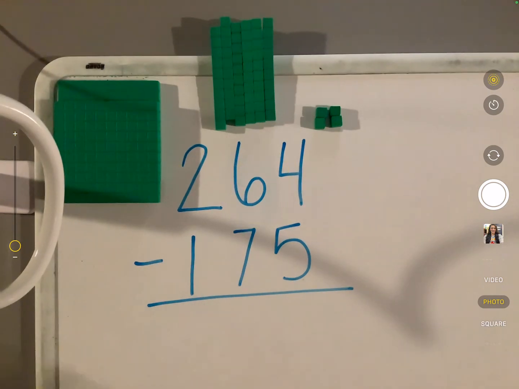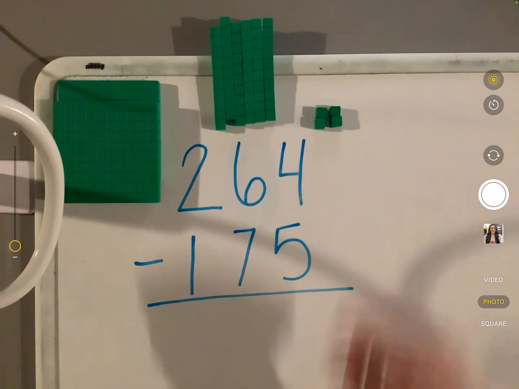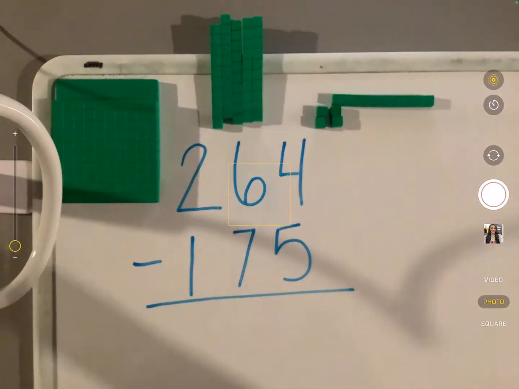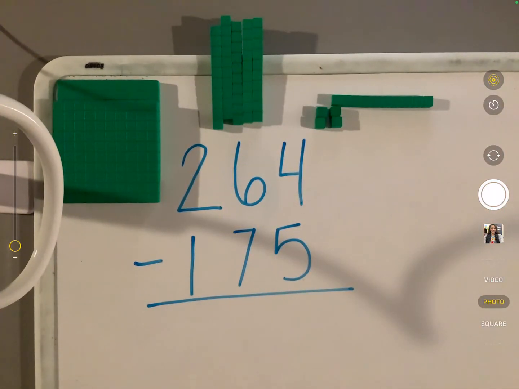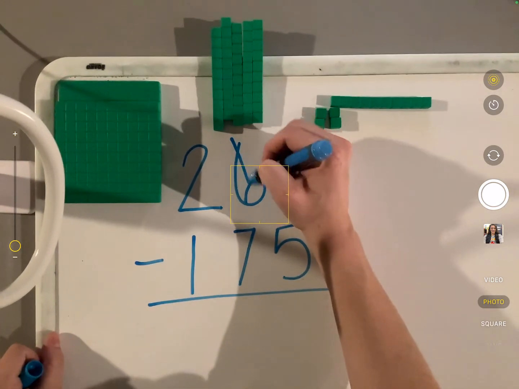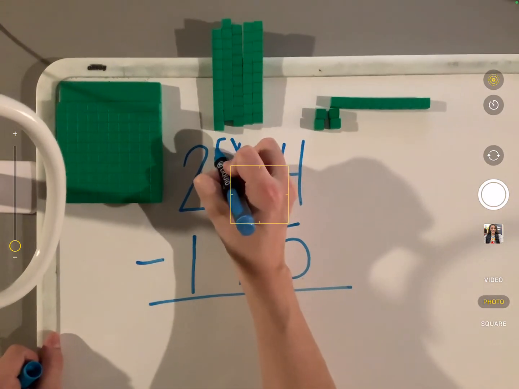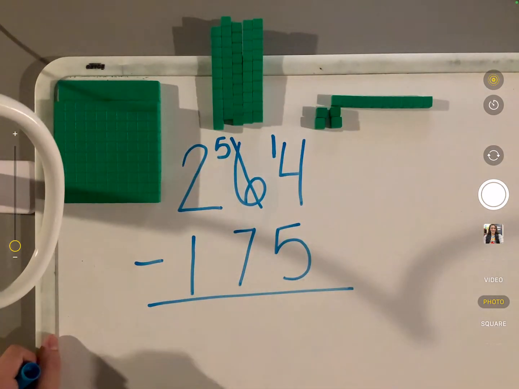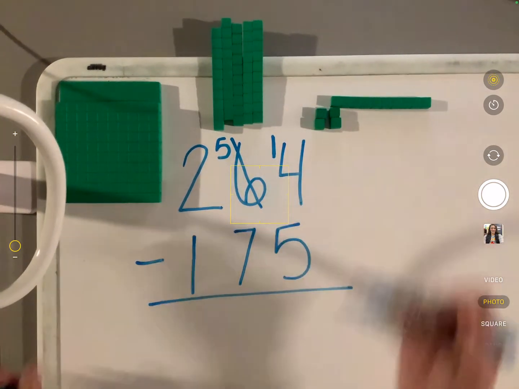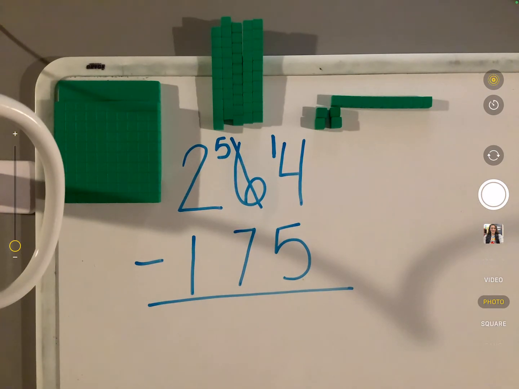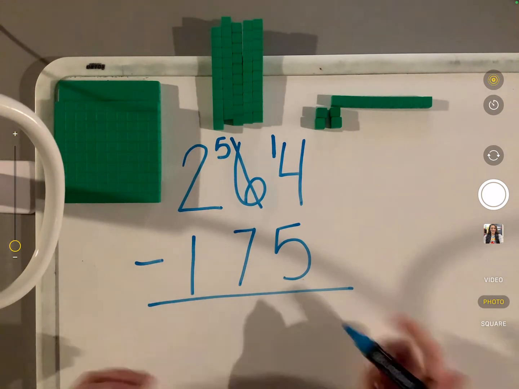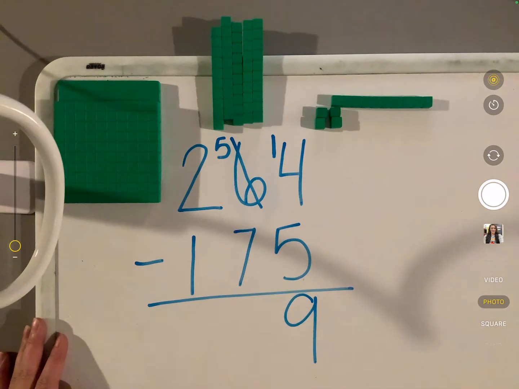Can I take 5 away from this 4? No, right? So what do I need to do? I need to borrow, because my neighbor is super nice and he is going to let me borrow one of his 10 stacks. But wait, what just happened? You have to record it. So remember, this 6 turns into a 5. This 4 becomes 14 because I borrowed 10, right? So now can I take 5 away from 14? Of course I can. 14, 13, 12, 11, 10, 9. So we have 9, right?